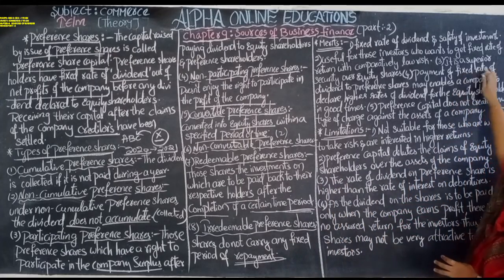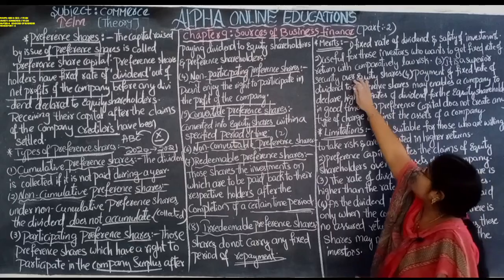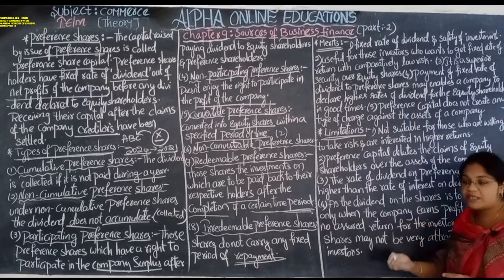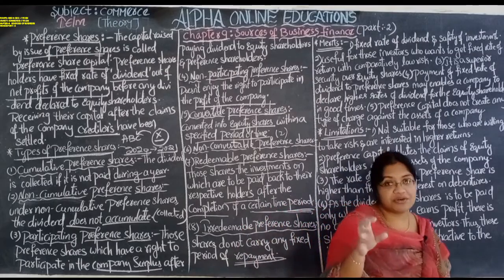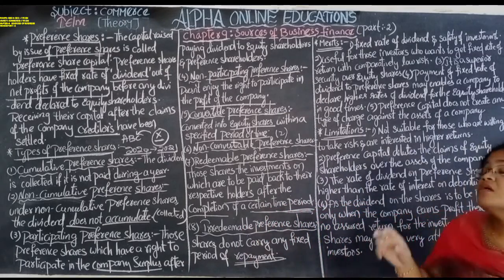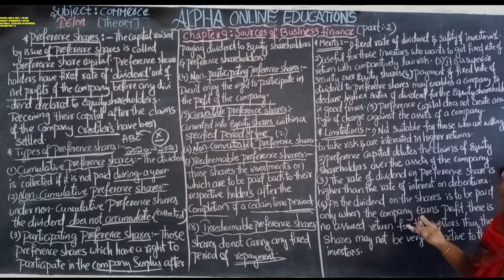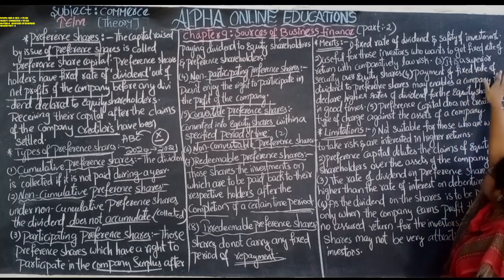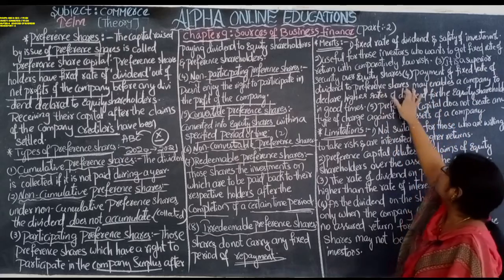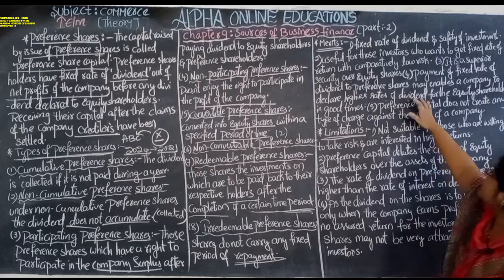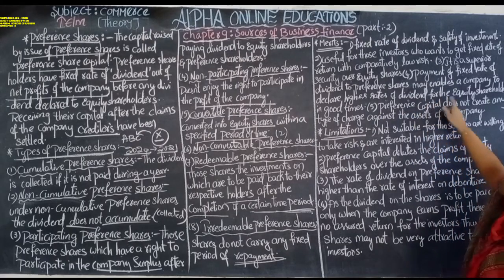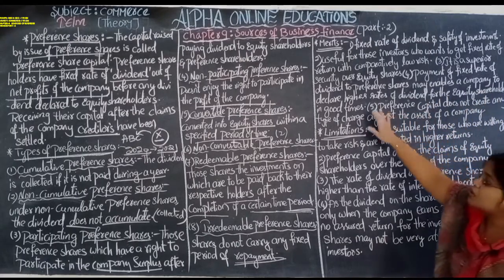It is a superior security over equity shares. It is more secure because it will have a fixed rate of dividend regularly, so it is a more superior security than the equity shares. Payment of the fixed rate of dividend to preference shares may enable a company to declare a high rate of dividend for the equity shareholders in good times.